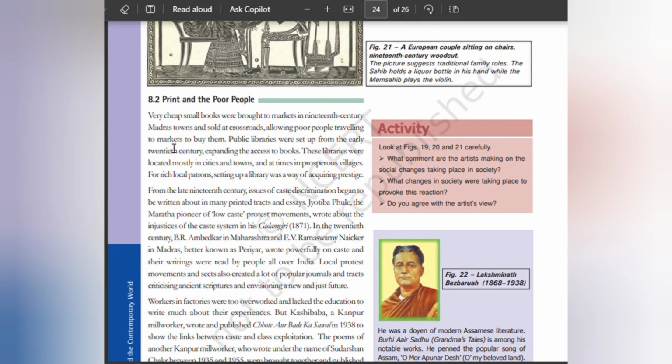Print and the poor people. Very cheap small books were brought to markets in the 19th century. The picture suggests traditional family roles. The Sahib holds a liquor bottle in his hand while the Sahib plays the violin. Madras towns and sold at crossroads, allowing poor people traveling to market to buy them.